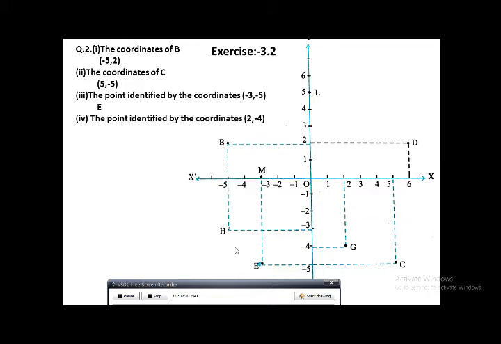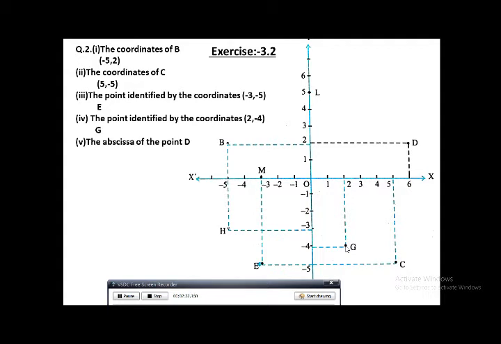Next, the point identified by the coordinates 2 comma minus 4. That means x is positive 2 and y is minus 4, so below the x-axis at minus 4. This one is minus 4. That means it is point G. So our answer will be point G.